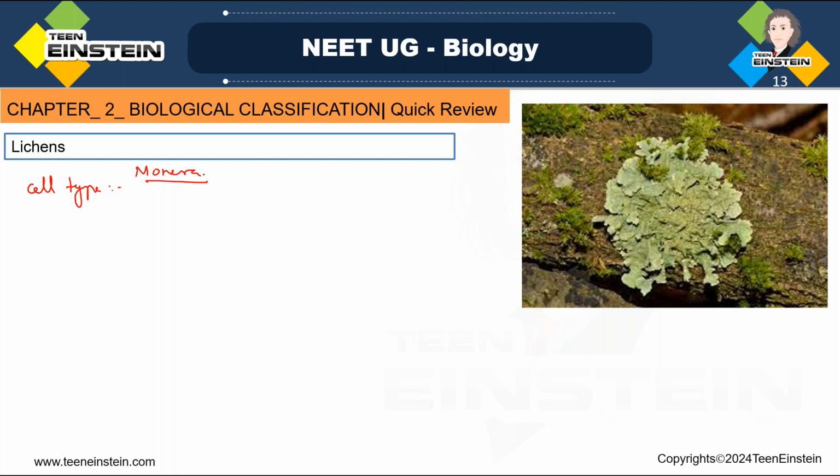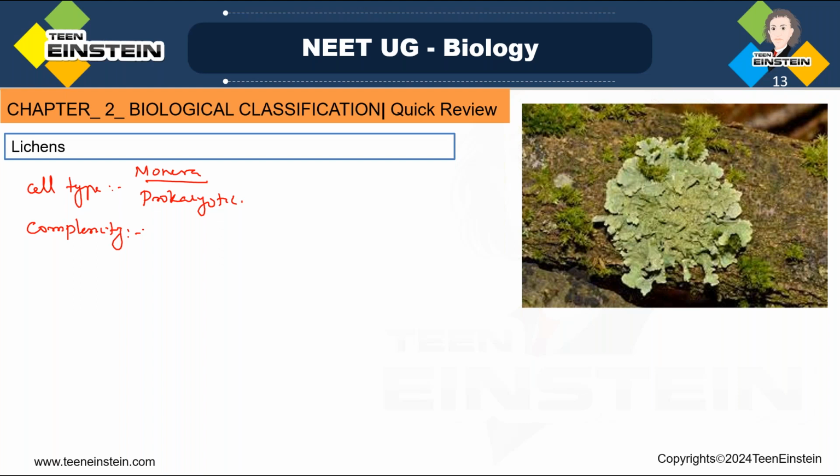For fast reading, you need to make a table. Cell type is prokaryotic in kingdom Monera. And next, body complexity. If you learn this one by one, you won't understand, so it's better to make a table and compare each and every kingdom. Kingdom Monera, the next column will be kingdom Protista, next kingdom Fungi, then Plantae, and kingdom Animalia. So in the cell type, you need to write that kingdom Monera are prokaryotes.